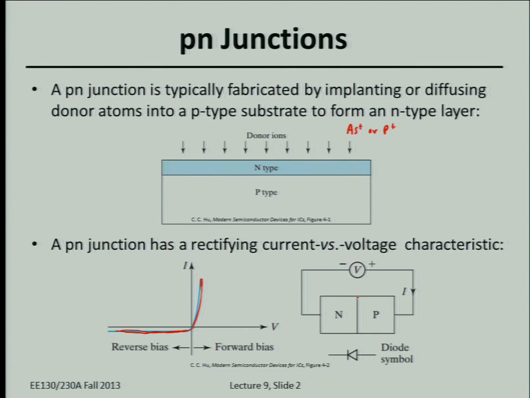Okay? And a circuit symbol shows an arrow or a triangle pointing in the direction where current easily flows. And it has a straight line on the left, to indicate you're blocking current coming in from the left.